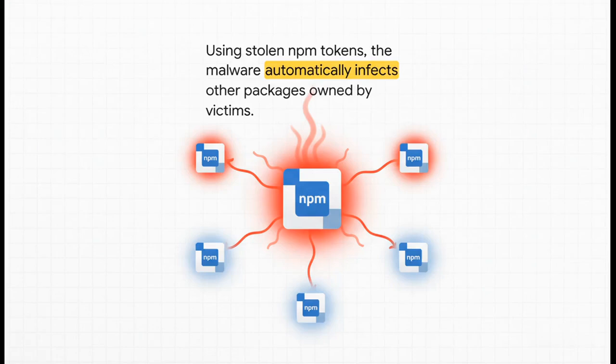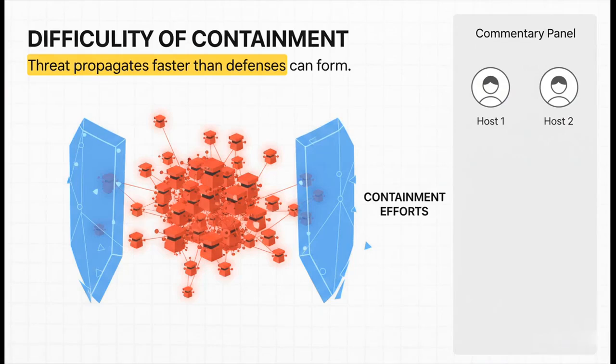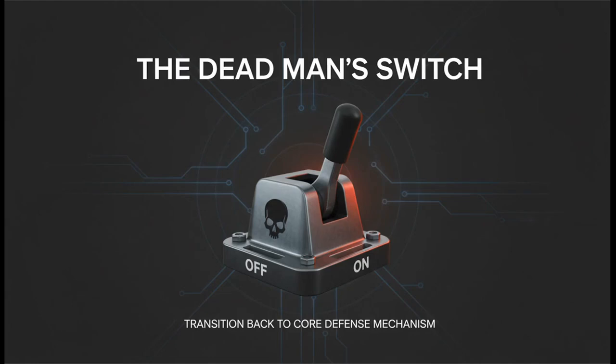Okay, so now let's see how this becomes a true supply chain attack. It actually spreads itself. Using stolen NPM tokens, it infects and then republishes every single package the developer maintains. This worm-like behavior means way more packages are probably compromised, making it so hard to contain. Which brings us back to that crucial point. What happens when you actually try and stop all this?